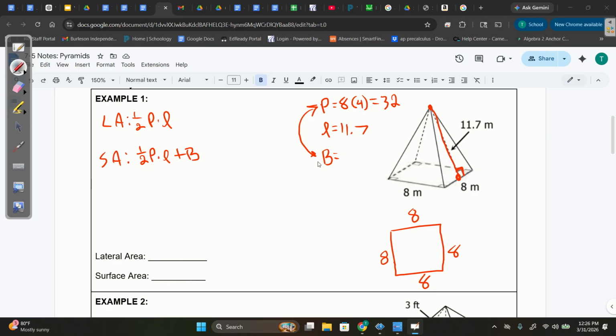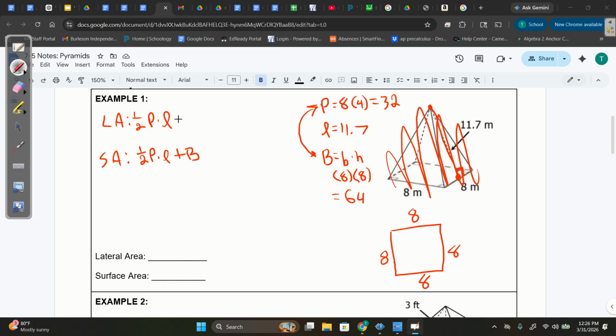Big B is the area of the base. My base is a square. So to find the area of the square, I've got to do base times height. Now remember, when we're finding the area of the base, we are ignoring the 3D shape, and we're just looking at this 2D shape. The base of my 2D shape is 8, and the height of my 2D shape is 8. So the area of my base is 8 times 8, which is 64. Now I've got all 3 variables.